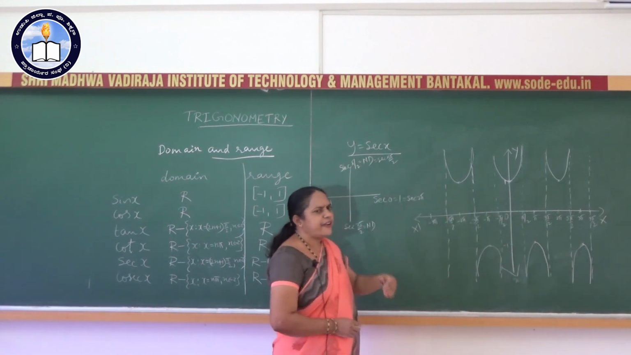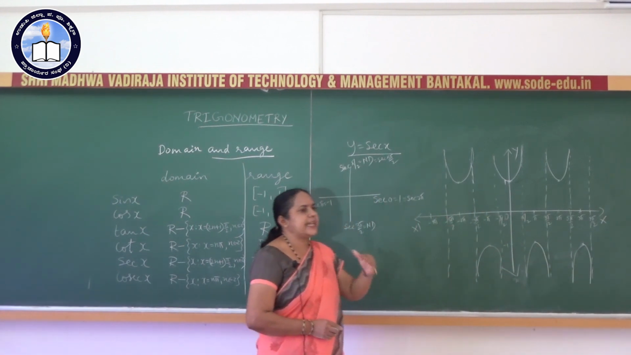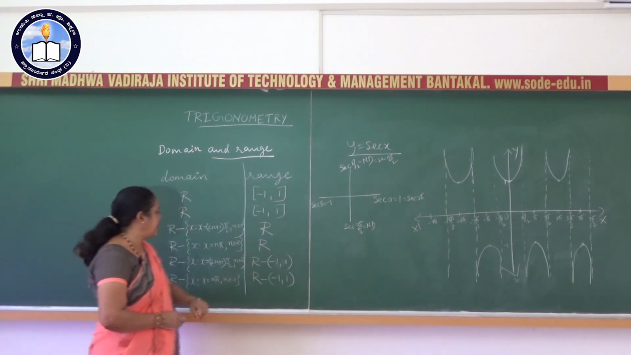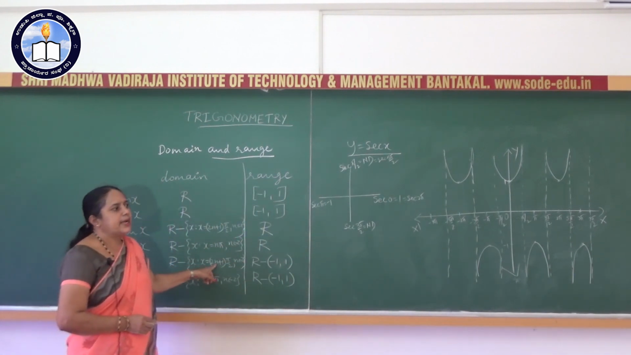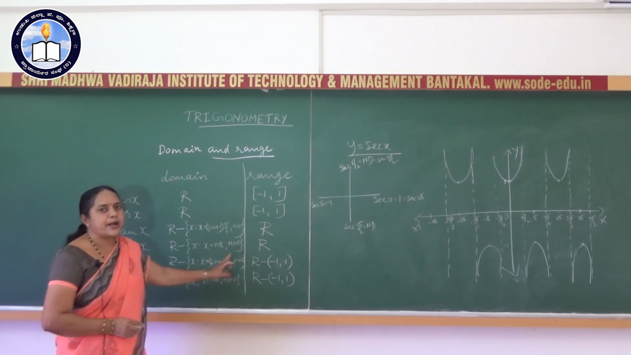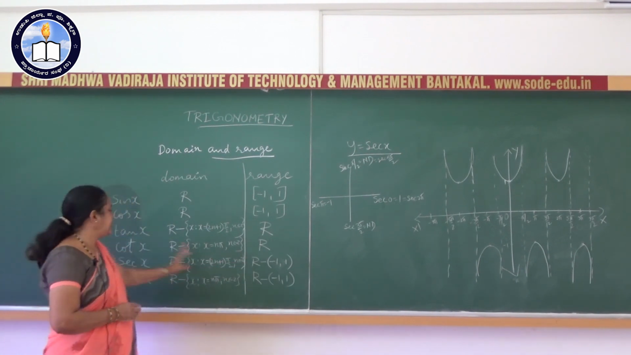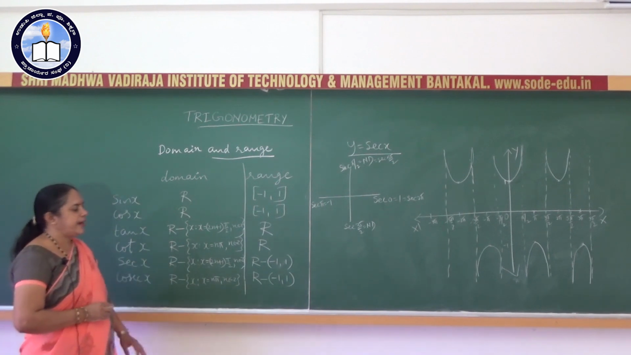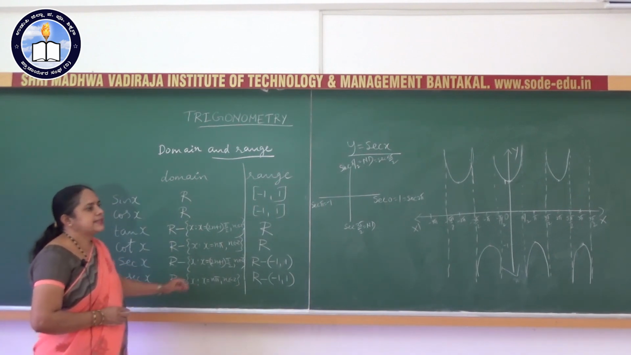So there are infinitely many angles where secant x is not defined. They are x is equal to (2n plus 1) times pi by 2. For any odd multiples of pi by 2, secant x is not defined. That is the domain of secant x.